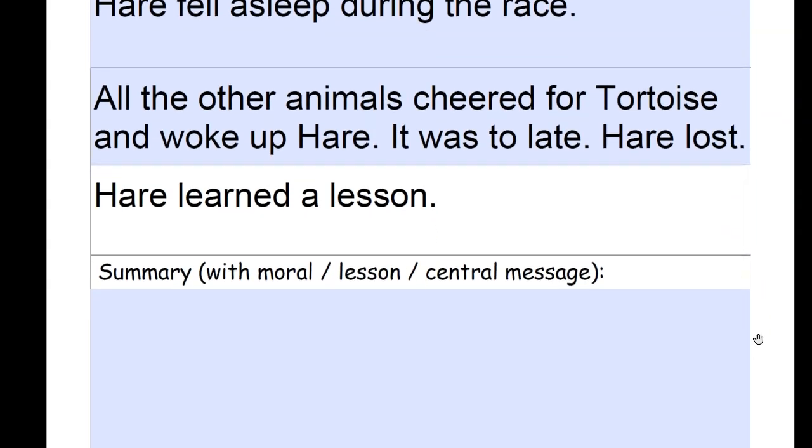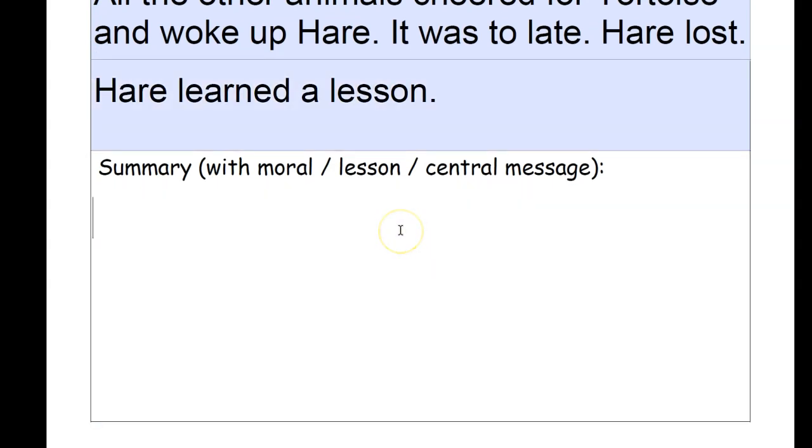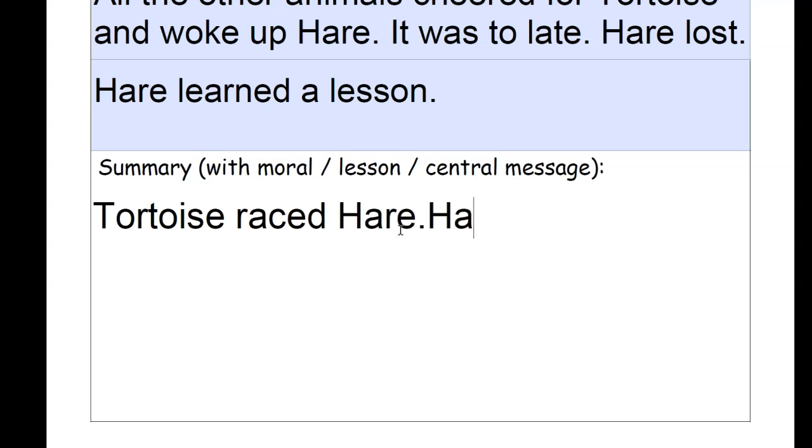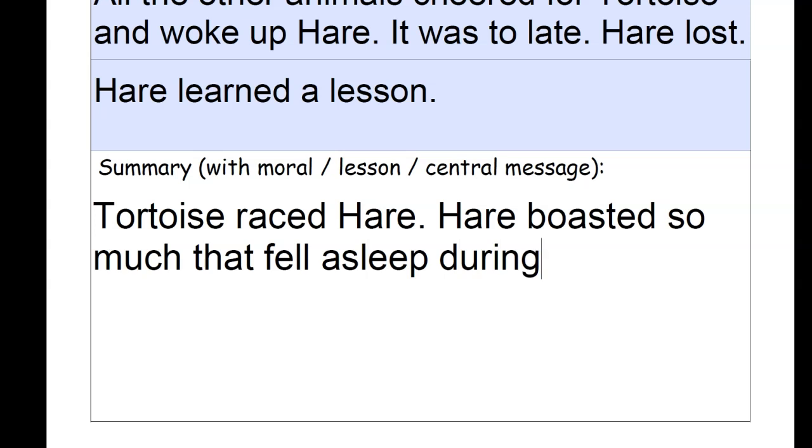Okay, now we're going to the bottom section. It says summarize with moral, lesson, or central message. Okay, so here's just a little summary. So Tortoise challenged Hare, right? Okay, Hare boasted. Oops, sorry. Boasted, and I need a space right there. Boasted so much that he fell asleep during the race.